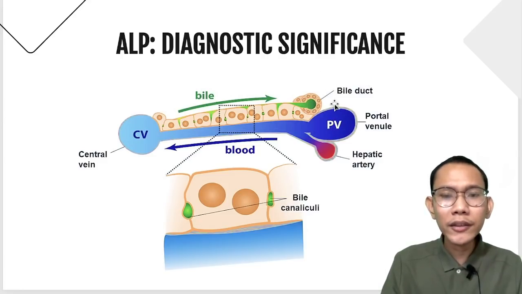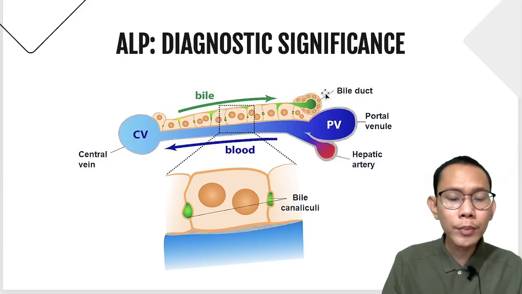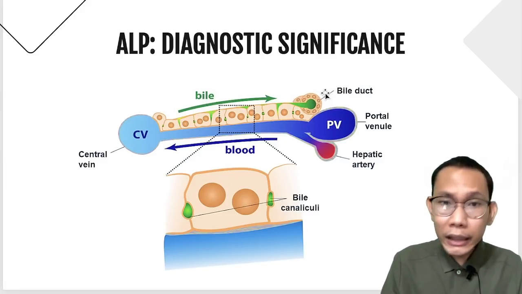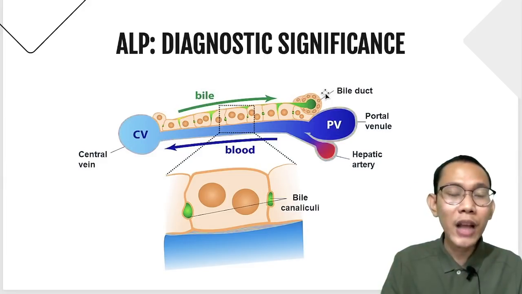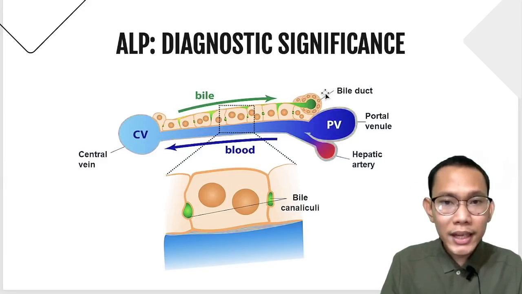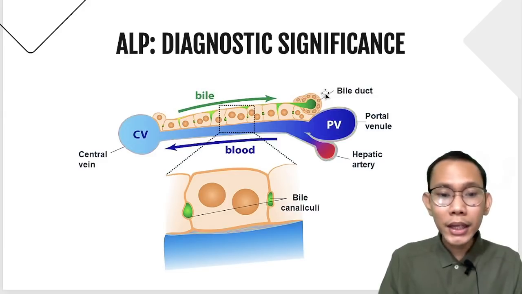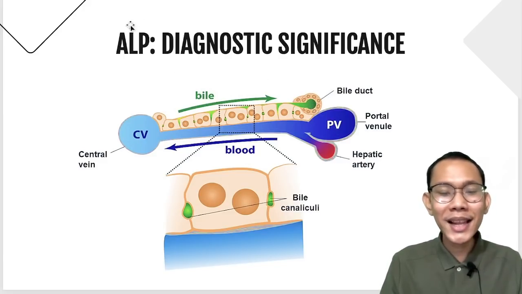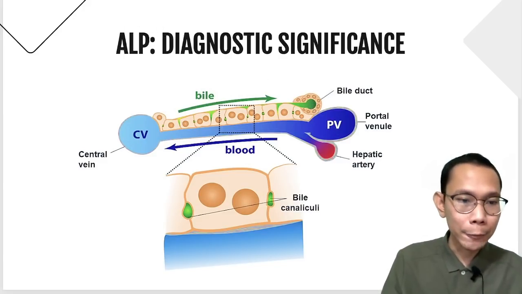Always remember that if there is a biliary obstruction, it will lead to a 3 to 5 times increase of the upper limit of normal because it will increase synthesis of your enzyme induced by your obstruction. So, tataas talaga ang value ng ating ALP.